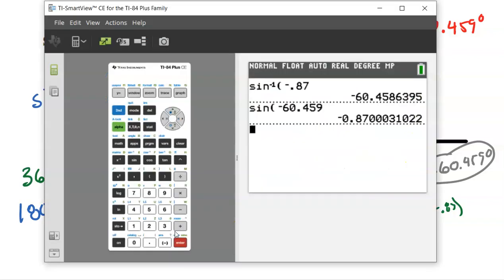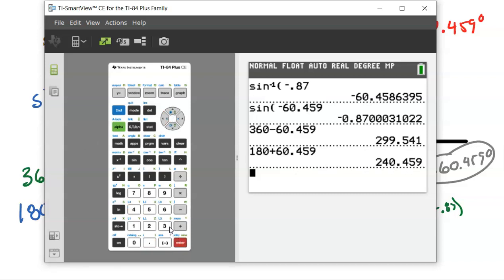So go to the calculator, 360 minus the 60.459 degrees. That gets me that green angle. And 180 plus the 60.459. And again, the picture really does help. So drawing that picture is worth 1,000 words, man. That's going to give me my other angle.